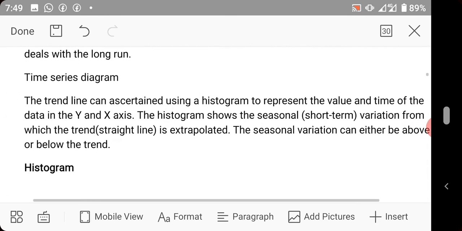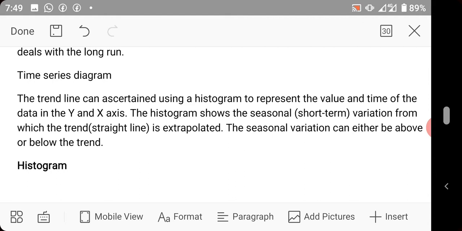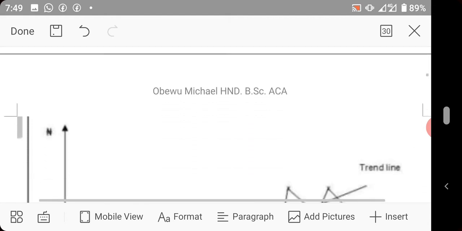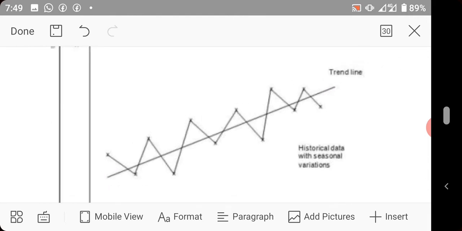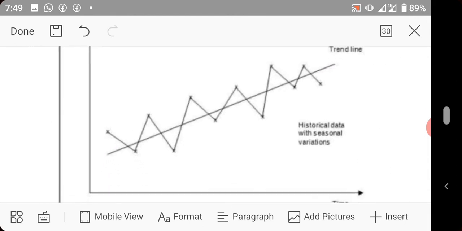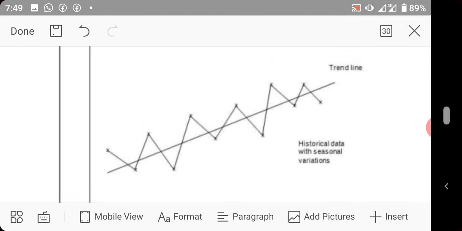So the trend can be ascertained using a histogram to represent the data. Now this is a histogram. Using this histogram, we can state categorically that this is a trend that is zigzag in nature. Drawing a straight line across this zigzag line curve is what we call trend. So you can see the common line amongst the scattered diagram in this histogram. So that is how trend can be established using a histogram.